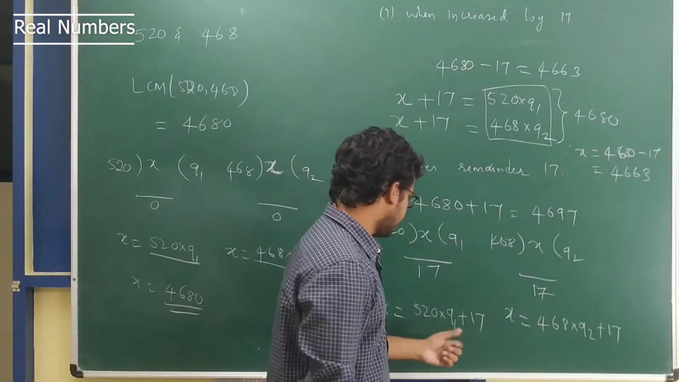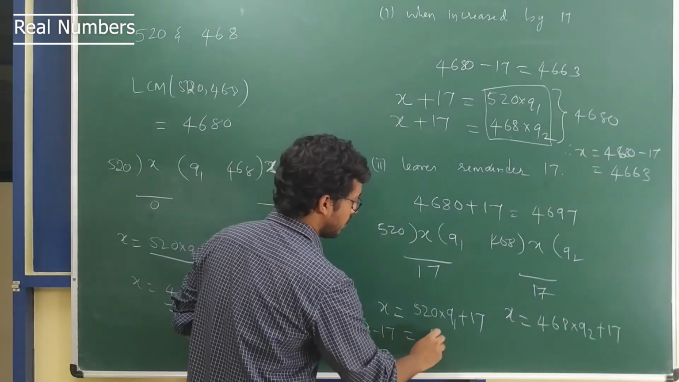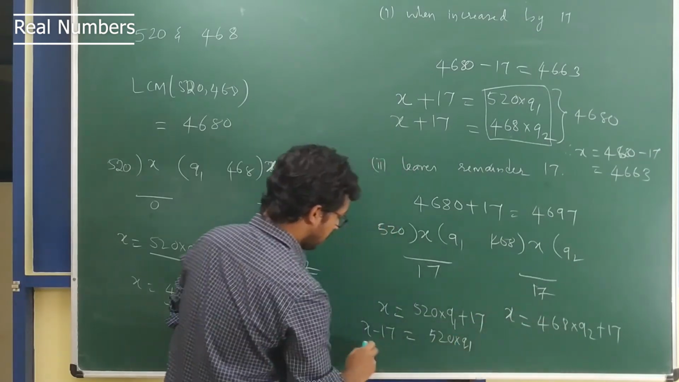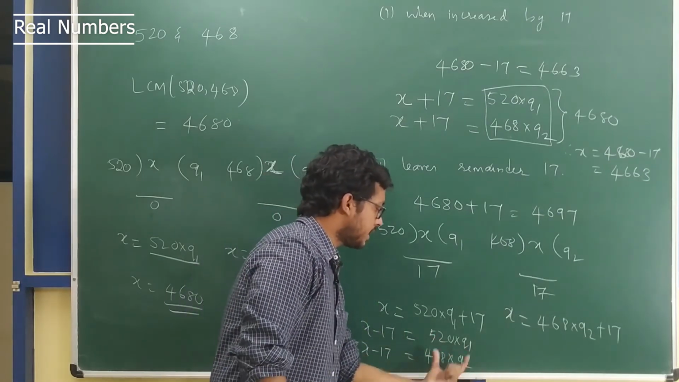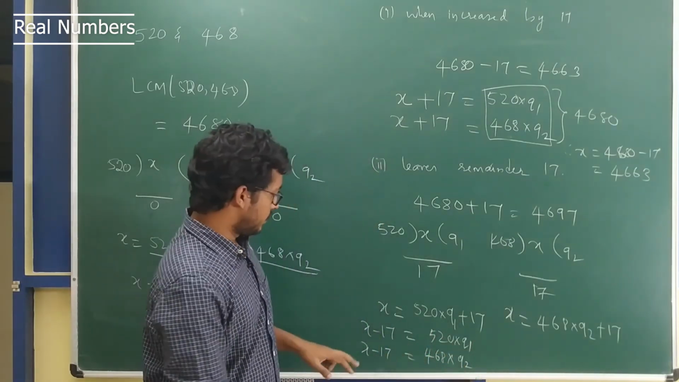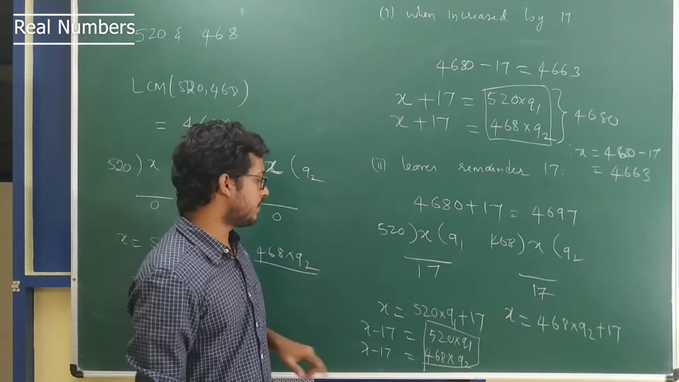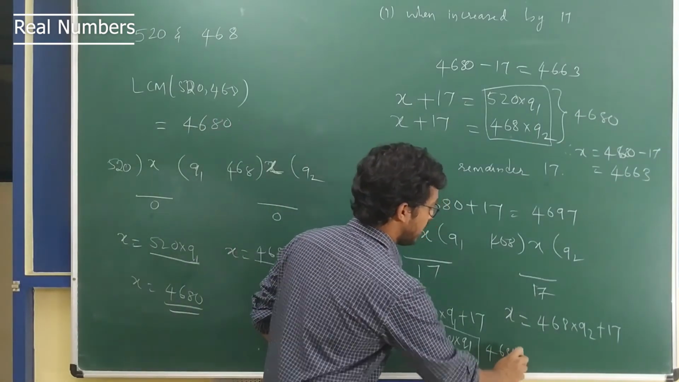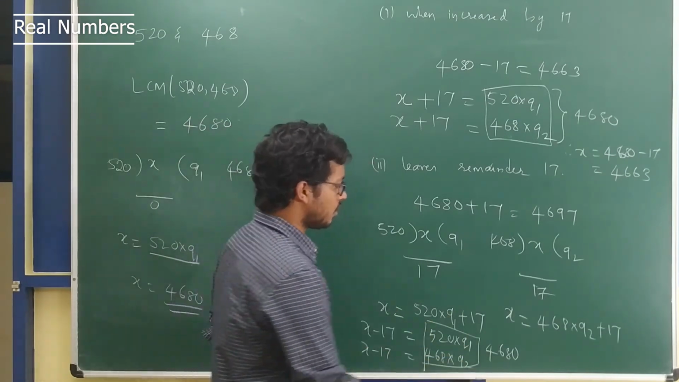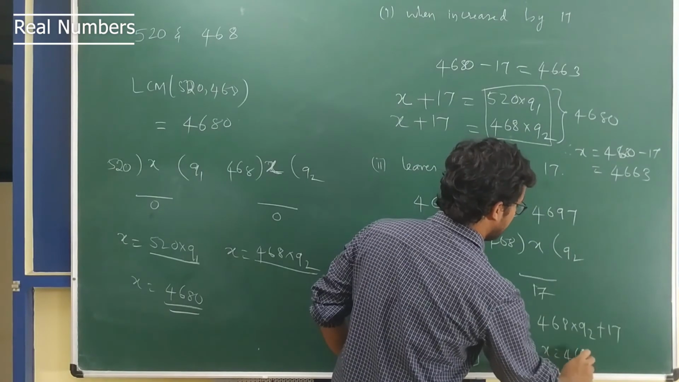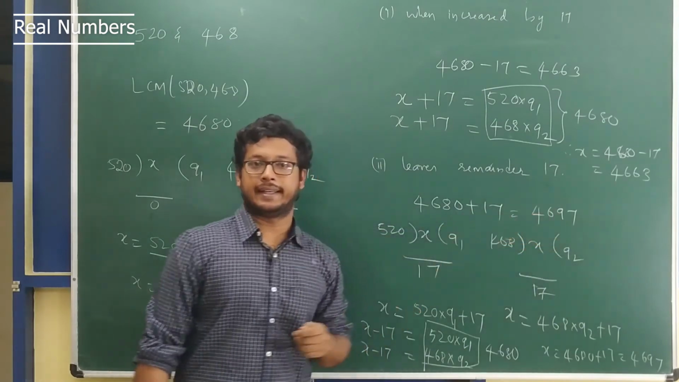We'll modify this a little and make it x minus 17. Let's get this 17 and this 17 to this side. So x minus 17 is equal to 520 into q1. Here also x minus 17 is equal to 468 into q2. I want a number here such that they are equal. So when is this possible? This is possible when it is the LCM of 520 and 468, which is 4680. So x minus 17 must be equal to 4680, which means x will be 4680 plus 17, which is 4697, which is exactly what we did earlier.